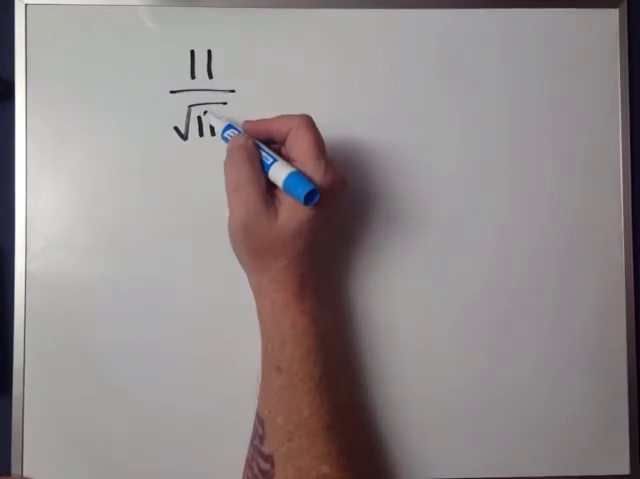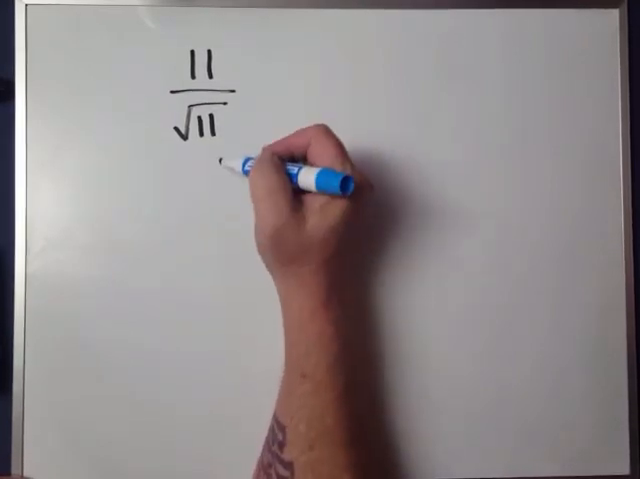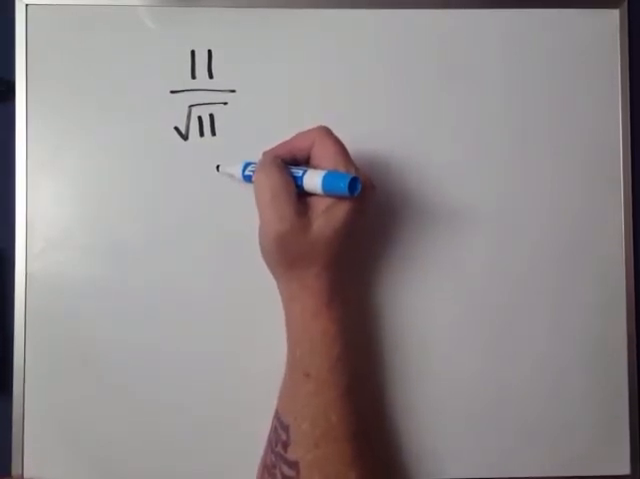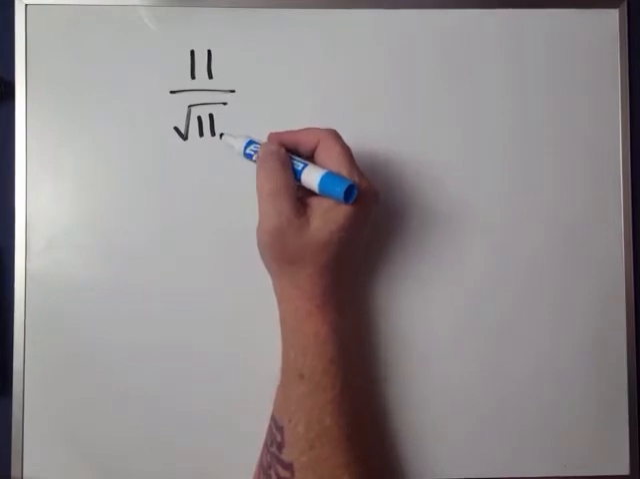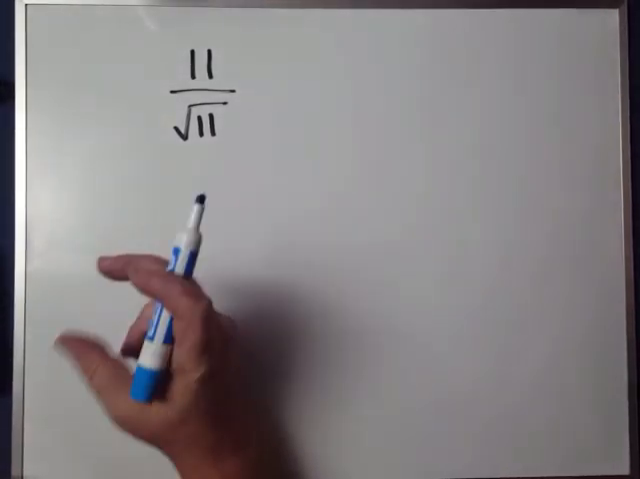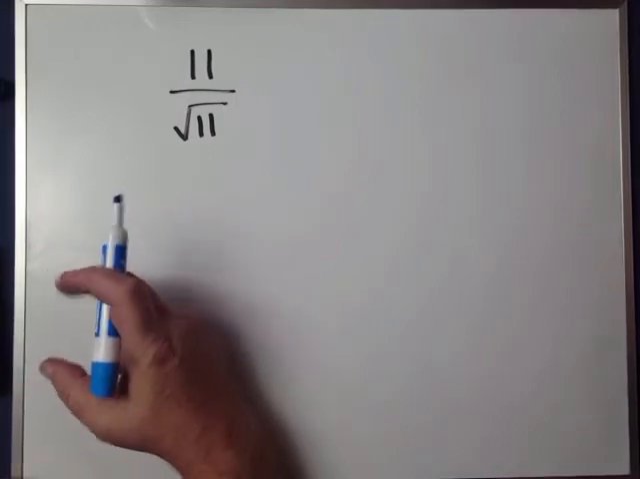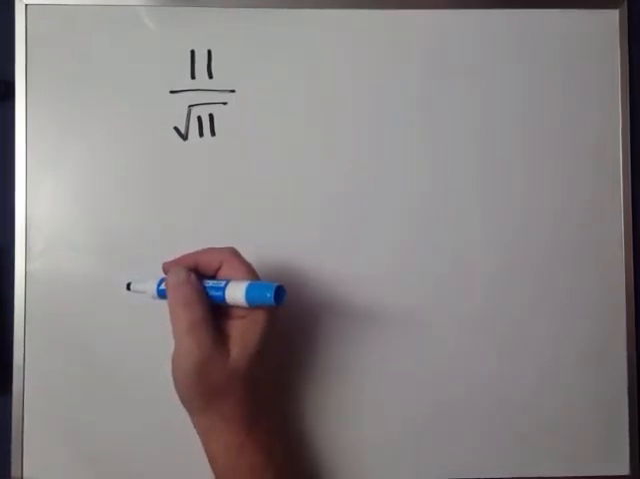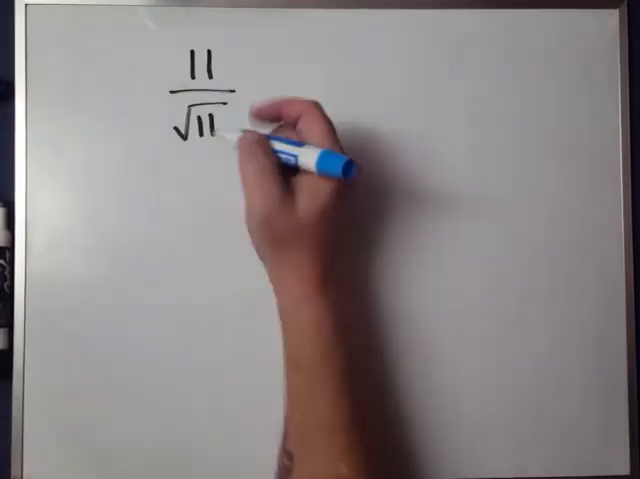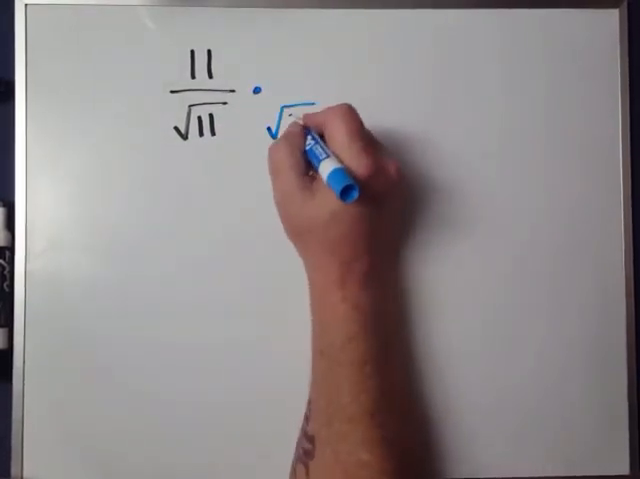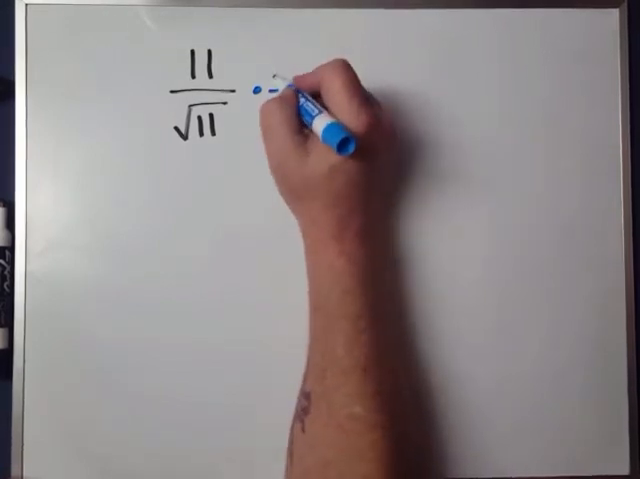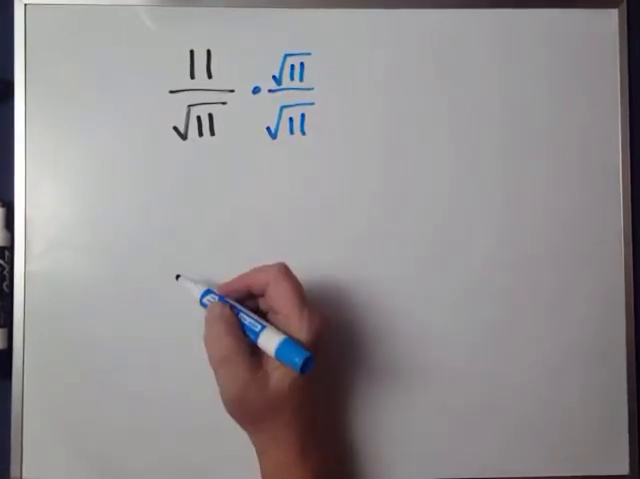I might say rationalize the denominator, or I may only say simplify, because to simplify includes now rationalizing these denominators. That third rule from our simplification of radicals said we can have no radicals in a denominator. To get rid of a square root of 11, I'm going to multiply by the square root of 11. I have to do that top and bottom so that I'm not changing the value of my original fraction.